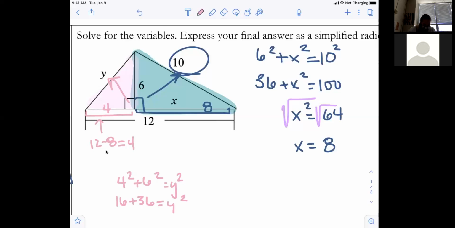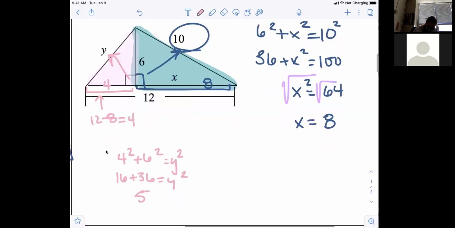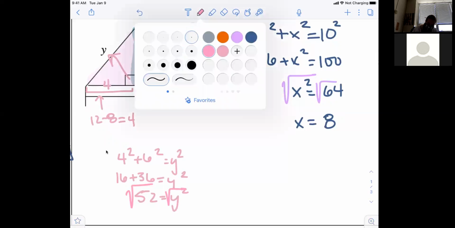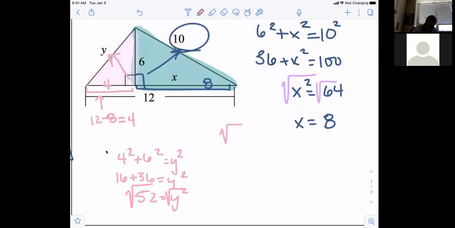16 plus 36 is 52. Ooh, is 52 a perfect square? No, we're going to have to do a little work. Square root, square root. Let's see, square root of 52. 2 square root 13.